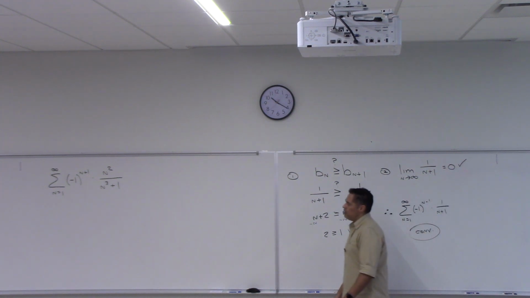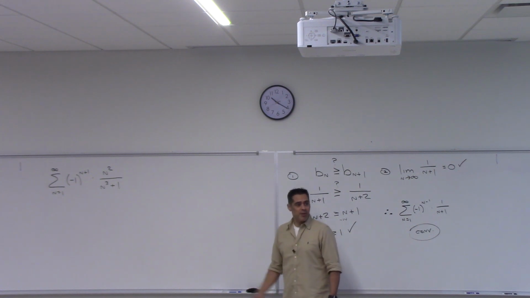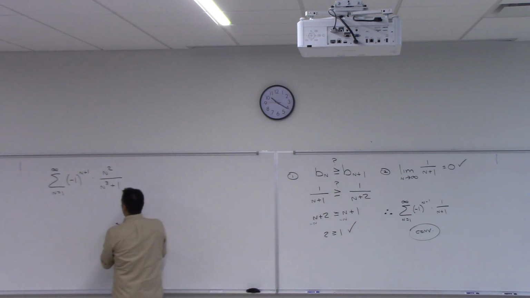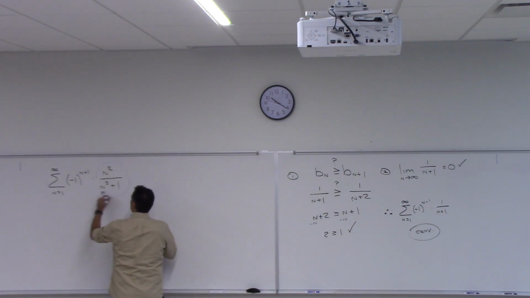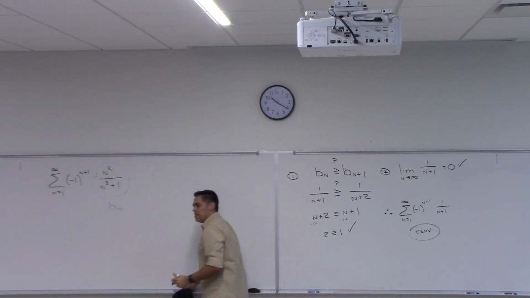Does this converge or diverge? All right, so I look at it, and it's alternating. It's already been written down, so I already know what my b sub n is. So I'm going to use the alternating series test.